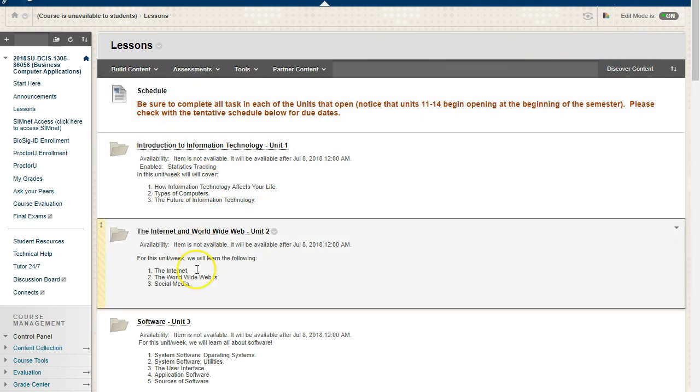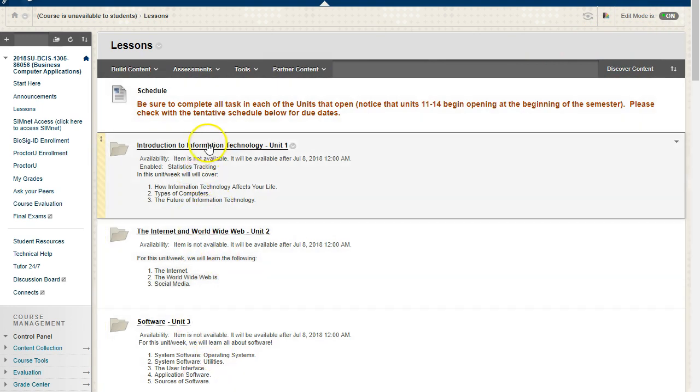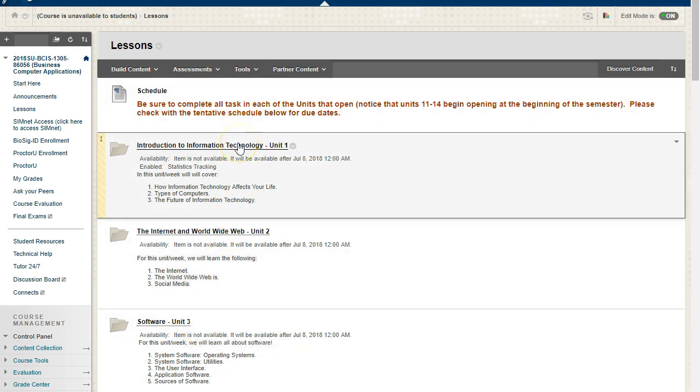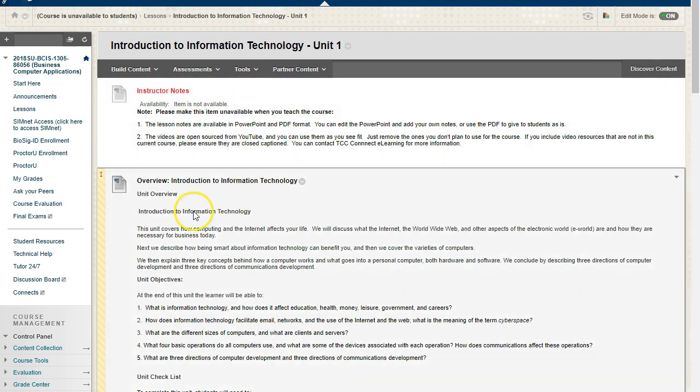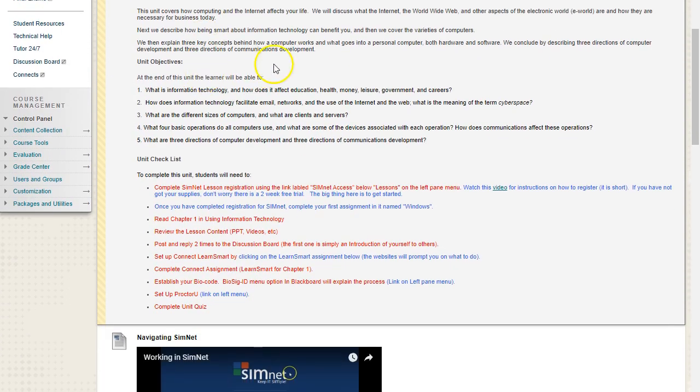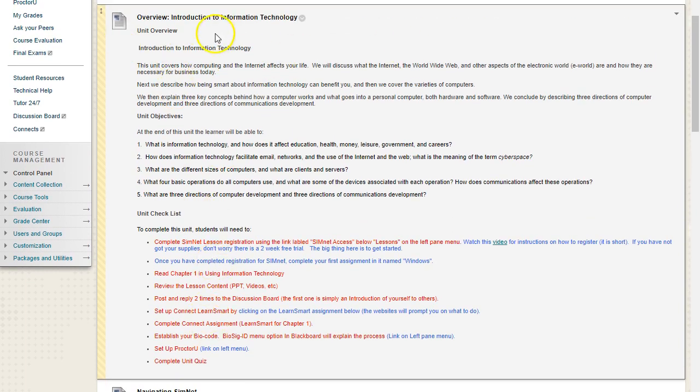Now these are darkened because they're not out yet. Normally Units 1, 2, and 3 are going to open up at the same time. So we're going to just look at Unit 1. You're not going to see this part, but you will see this part right here. This tells you what you're going to be learning, and this right here is what you need to have completed before the end of this unit.